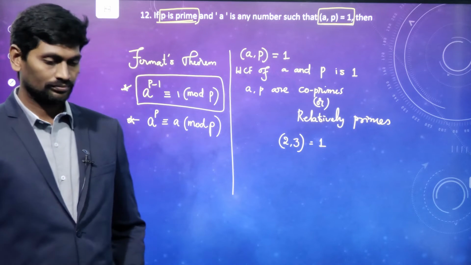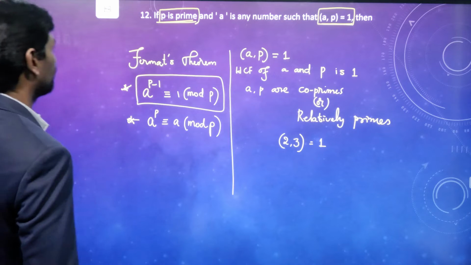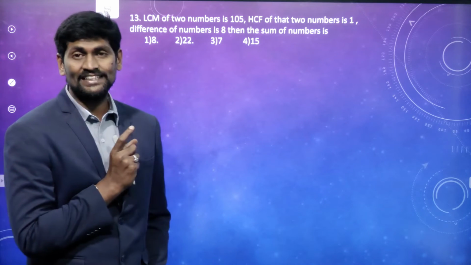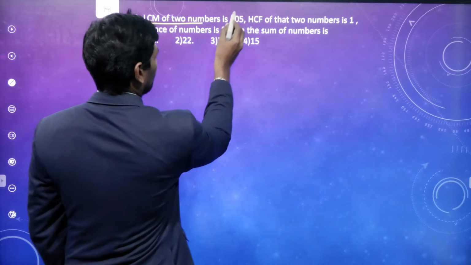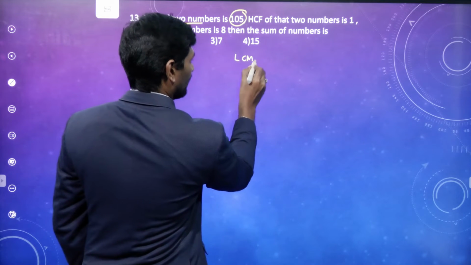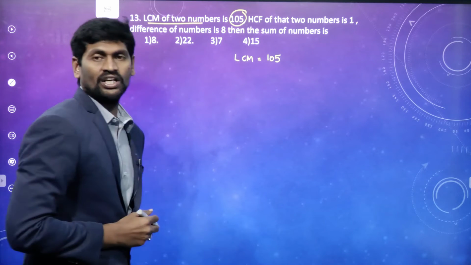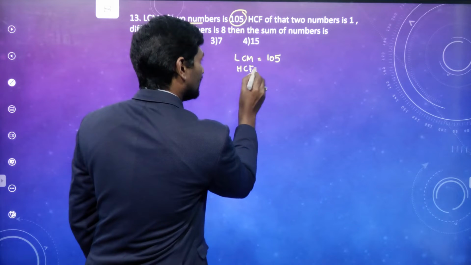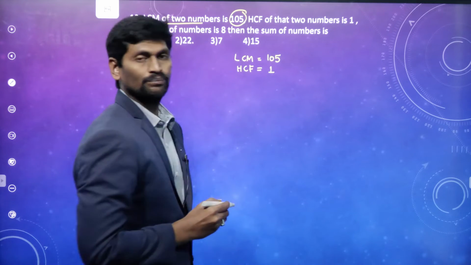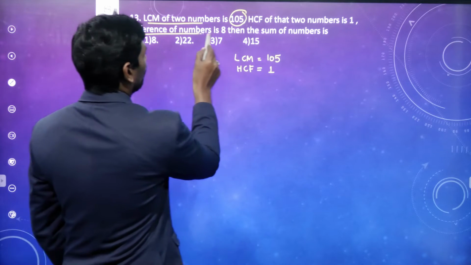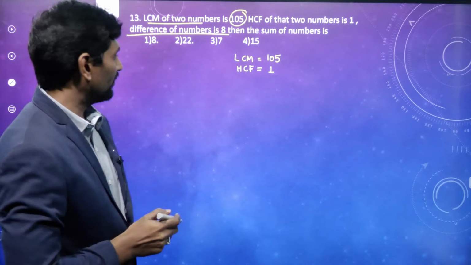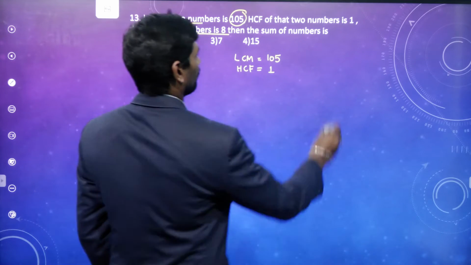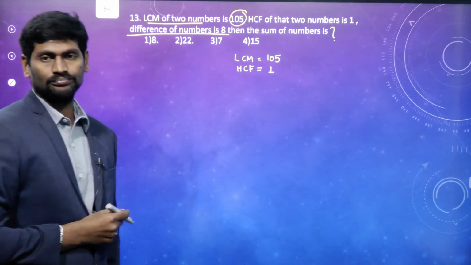Let us see the next problem. The LCM of two numbers is 105. The HCF of the same two numbers is 1. The difference of the numbers is 8. Then we need to find the sum of the numbers.